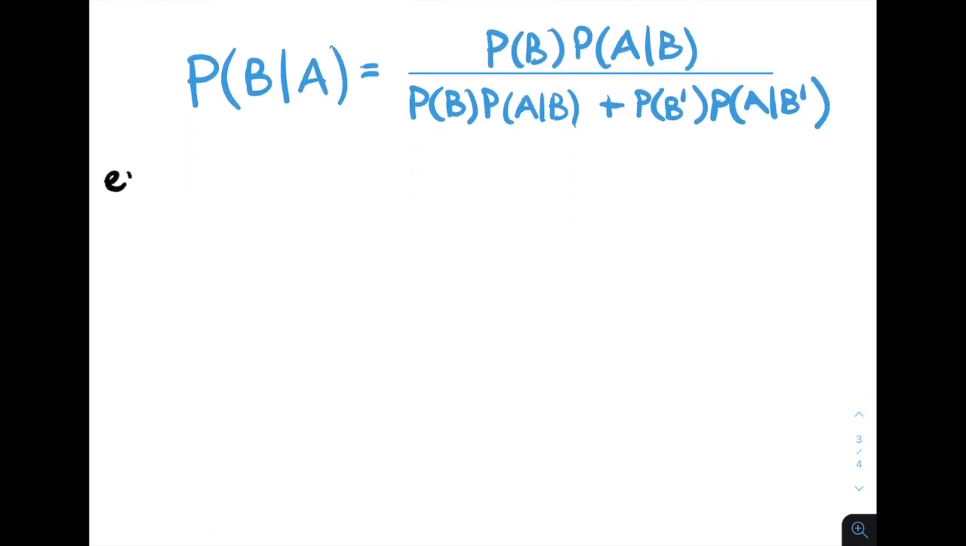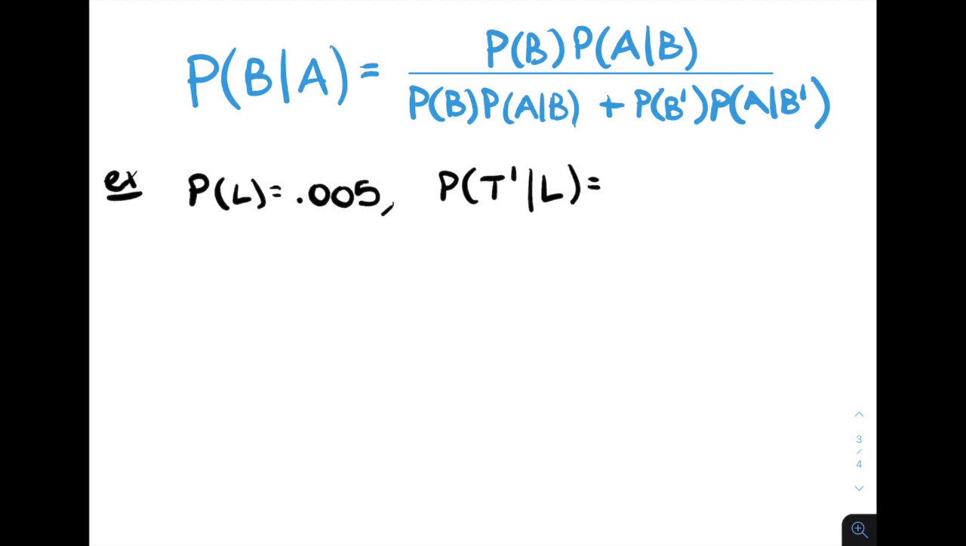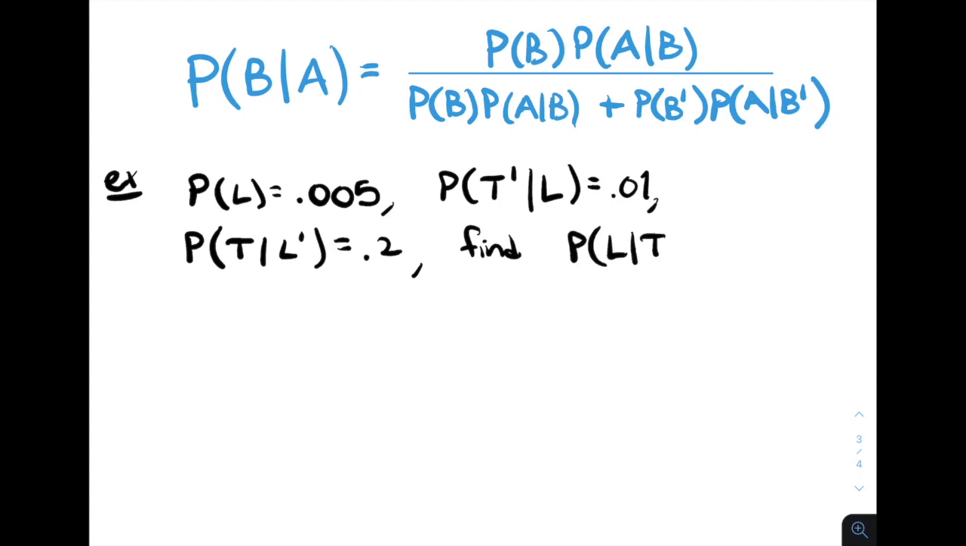As another example, let's suppose we are told that the probability of some event L is 0.005, that the probability of some T complement given L is 0.01, and that the probability of T given L complement is 0.2. Our question might be to find the probability of L given T.